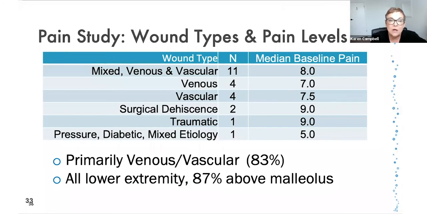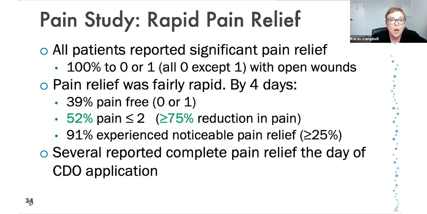This slide shows you what the wound types were and the pain level. So the traumatic wounds, although there was only one, the pain score was 9. The most common wound type was mixed venous and vascular, and you can see that was quite painful. So the primary wound type was mixed venous and vascular, and they were all lower extremities. 87% were above the malleolus. All patients reported significant wound pain relief. 100% went to either a 0 or 1 with an open wound.